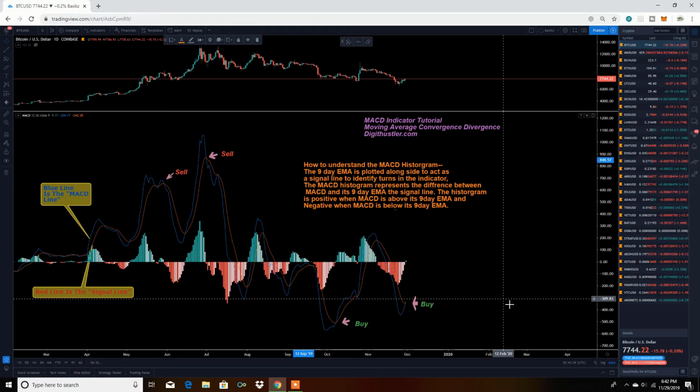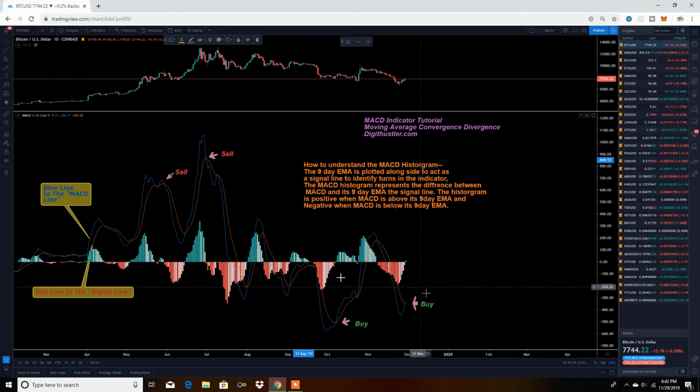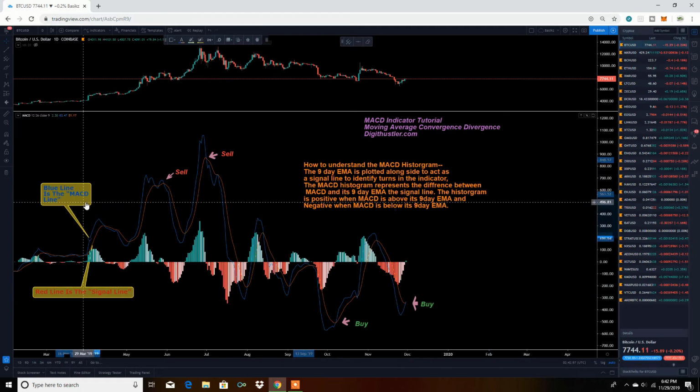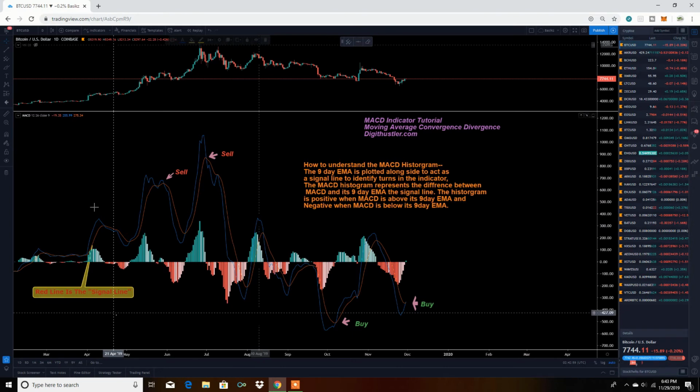The MACD histogram represents the difference between the MACD and its 9-day EMA, the signal line. The histogram is positive when MACD is above its 9-day EMA, and it's negative when the MACD is below its 9-day EMA. So I'm going to simplify this to show you how you should be using this, okay? So I'm just going to erase some of these callouts I made.